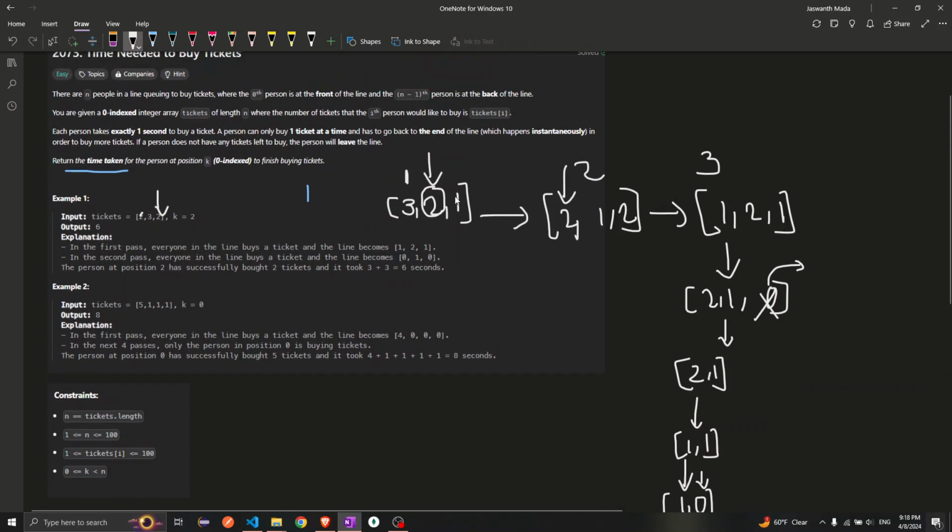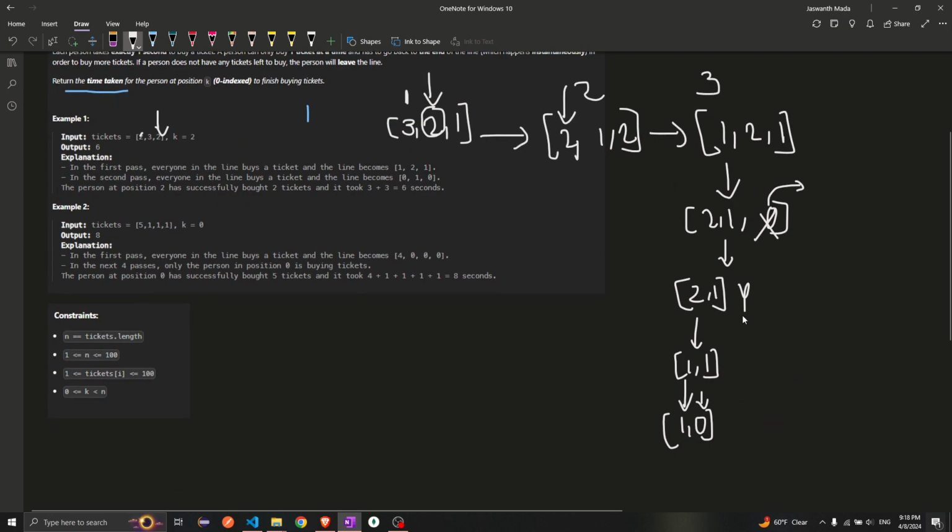So what is the number of seconds? This is 1, 2, 3, and here it is 4, here it is 5, and here it is 6. So it will take 6 seconds.